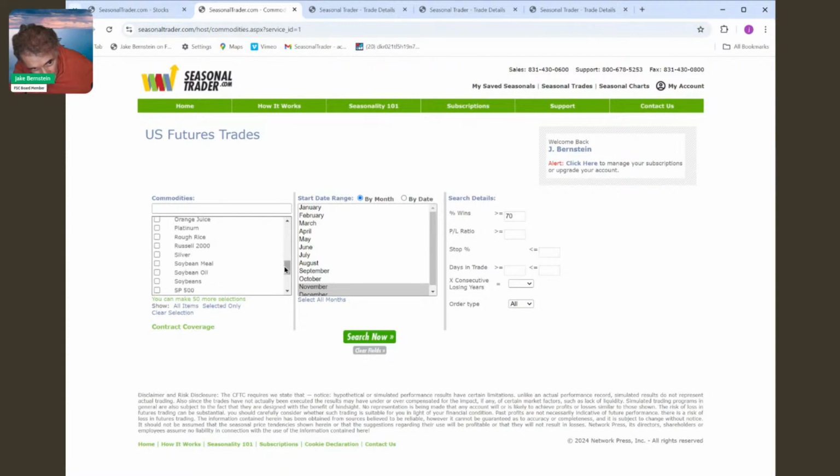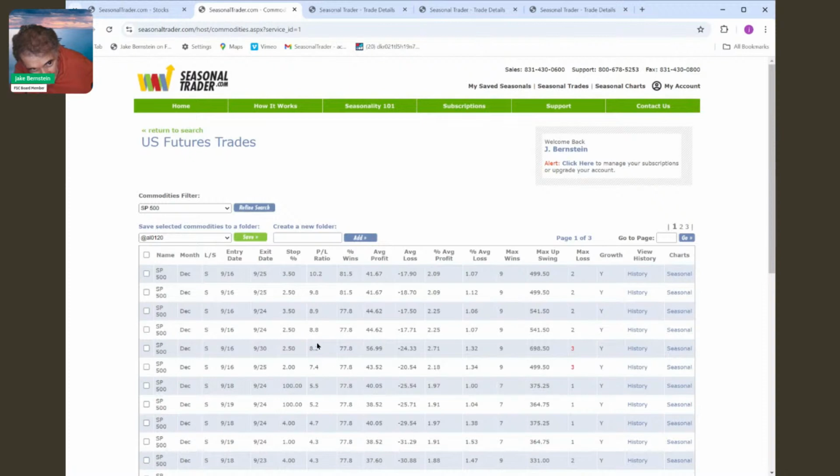And I realize I'm going rather quickly. There's a lot to tell. Remember, we're going to look at stocks, futures, grains, soybeans, metals, everything. So here we go, S&P 500. And let's ask the question, anything for the month of September on the short side? And the answer comes back, yes. Going short September 16th, getting out September the 25th.